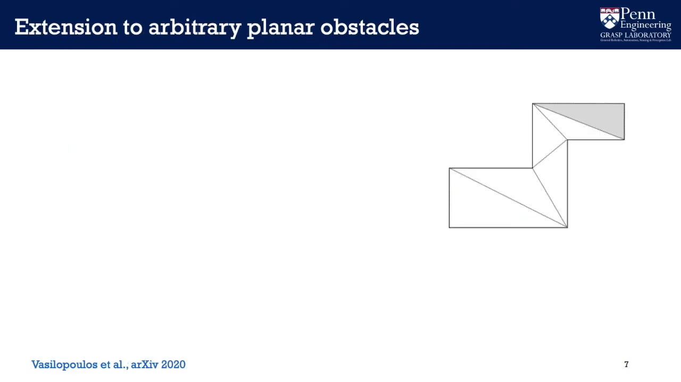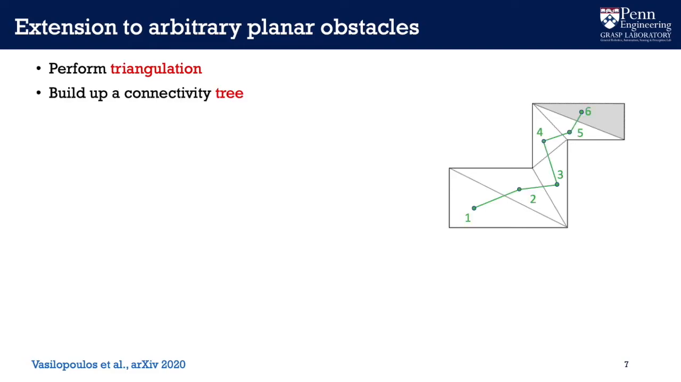In another work, we extend this construction further for arbitrary planar obstacles. So, given a specific non-convex obstacle, we first perform triangulation and build a connectivity tree based on the dual graph of this triangulation. Then, the goal becomes to successively purge each leaf of that tree.